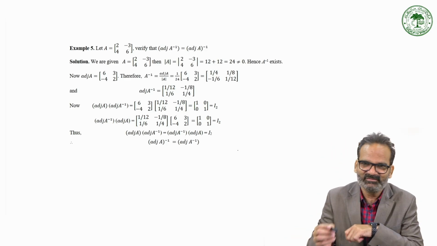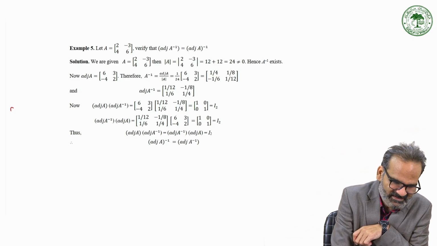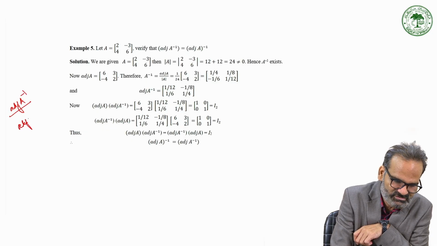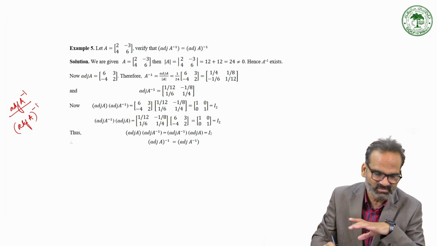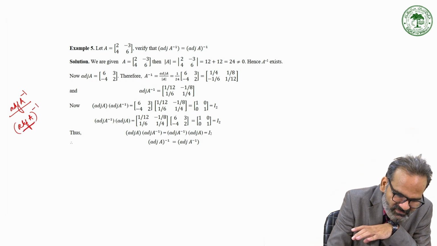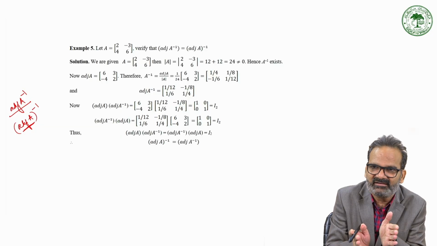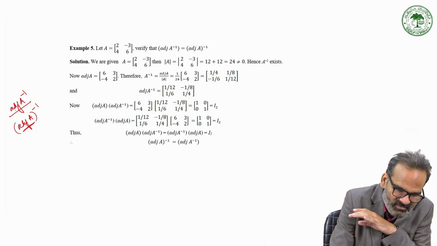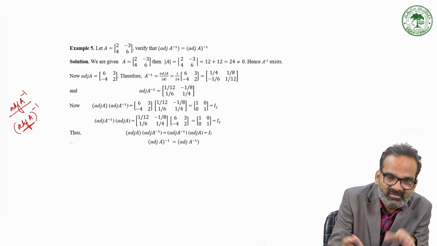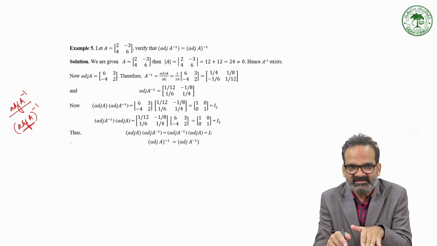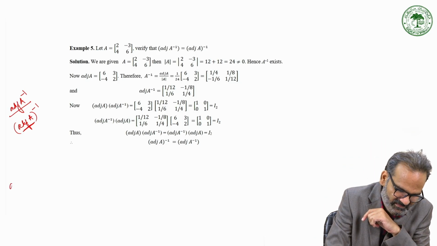What is the difference between these two? See, the left hand side is the inverse of the adjoint of A, and the right hand side is the adjoint of the inverse of A. You know the difference between these two? This is the inverse of the adjoint of a matrix, and this is the adjoint of the inverse of a matrix. Clear?